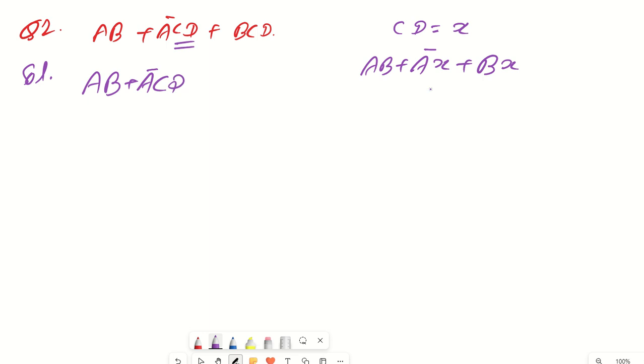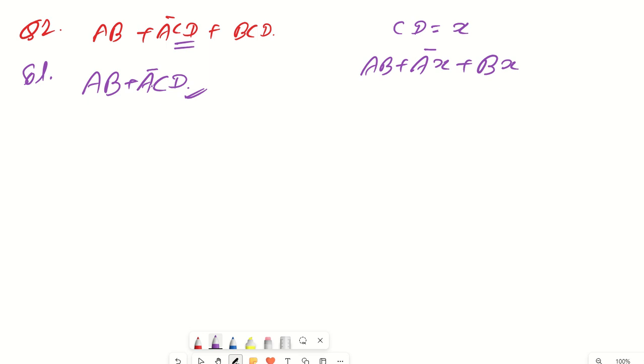So considering CD as a single term, we can see that it looks like AB plus A bar X plus BX, and then we can write AB plus A bar X. Understood? So X can be replaced with CD. So this is the one line solution.